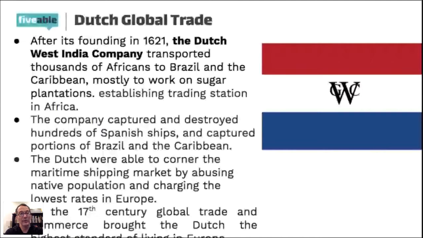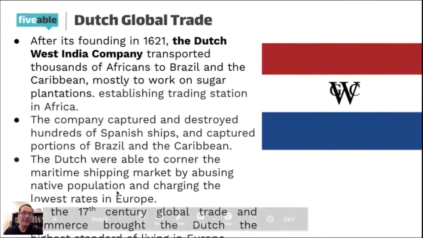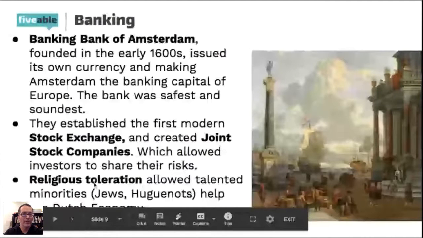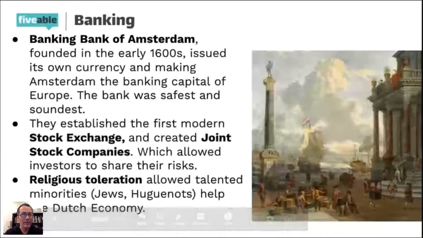And they also captured and destroyed Spanish ships and Portuguese ports. The way they became successful was also by using force and violence, and subduing indigenous people in Africa and Asia and so forth. All of that basically allowed them to corner the market, become very successful and make Amsterdam the center of finance. So the Dutch East India Company and the Dutch West India Company are two good examples for you if you want to write about the success of Dutch industry.